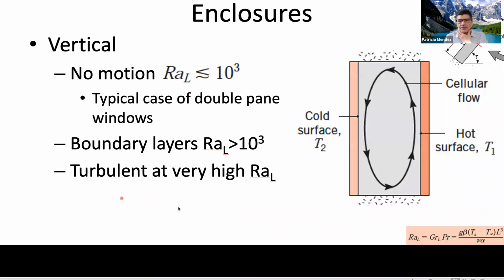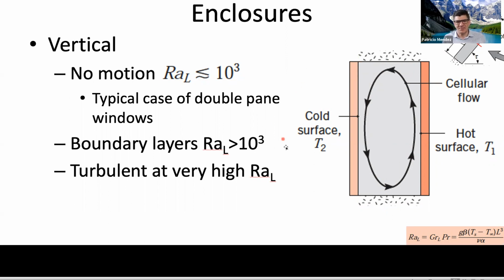If the enclosure is vertical and we have one wall that is cold and one wall that is hot, such as the case of a double pane window, we can generate a recirculating flow. This would be a single flow, right? That goes up on the hot surface and comes down on the cold side. This is what they call a cellular flow, right?